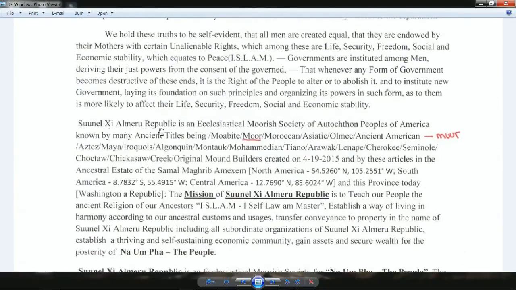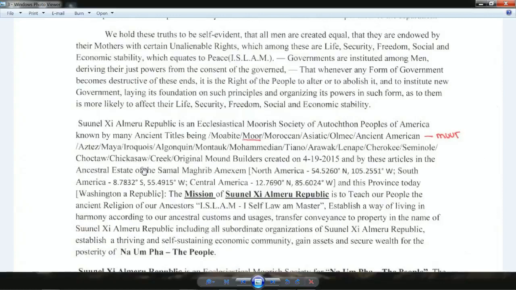Sunel Shi Amaru Republic is an ecclesiastical Moorish society of the Choctaw peoples of America, known by many ancient titles: Moabite, Moor, Moroccan, Asiatic, Olmec, Ancient American, Mer, Aztec, Maya, Iroquois, Algonquin, Montauk, Mohammedan, Taino, Arawak, Lenape, Cherokee, Seminole, Choctaw, Chickasaw, Creek, original mound builders. Created on 4/19/2015. That's the date we created Sunel.